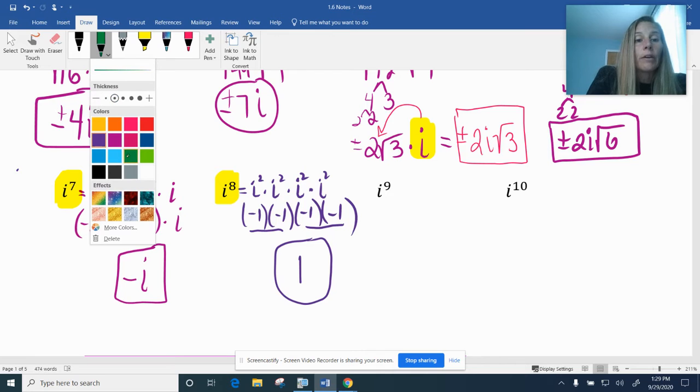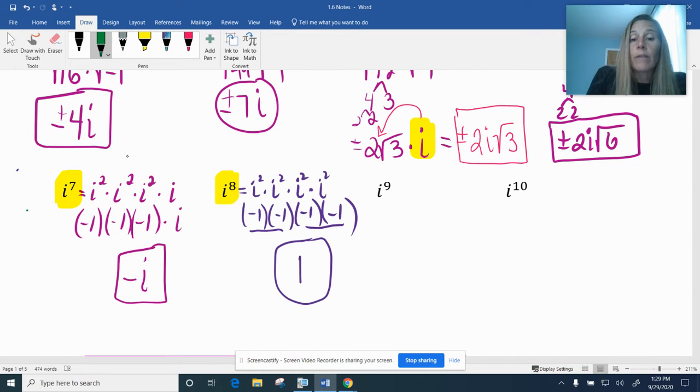Now let's see how that varies from the next problem. So the next problem, I have i to the 9th. So I have 4 i squareds, just like I did for i to the 8th, but then I have one additional i at the end for that extra 9th one.